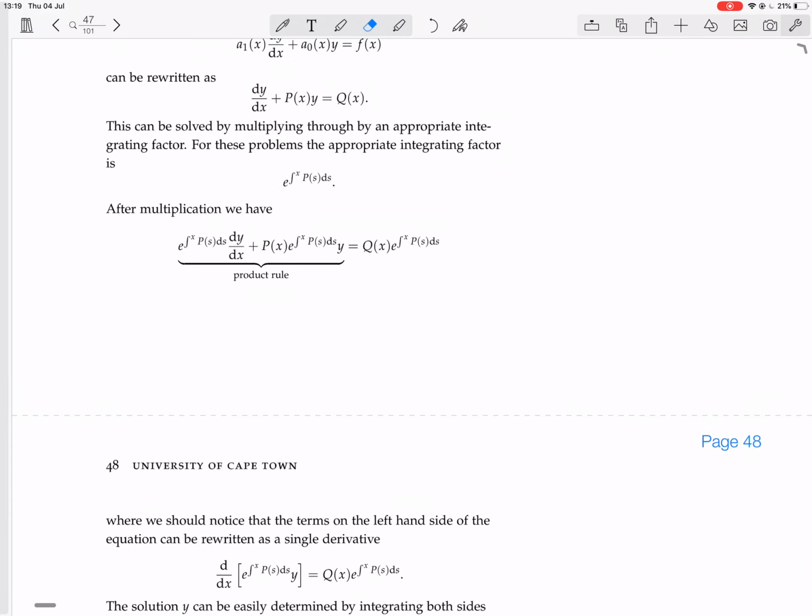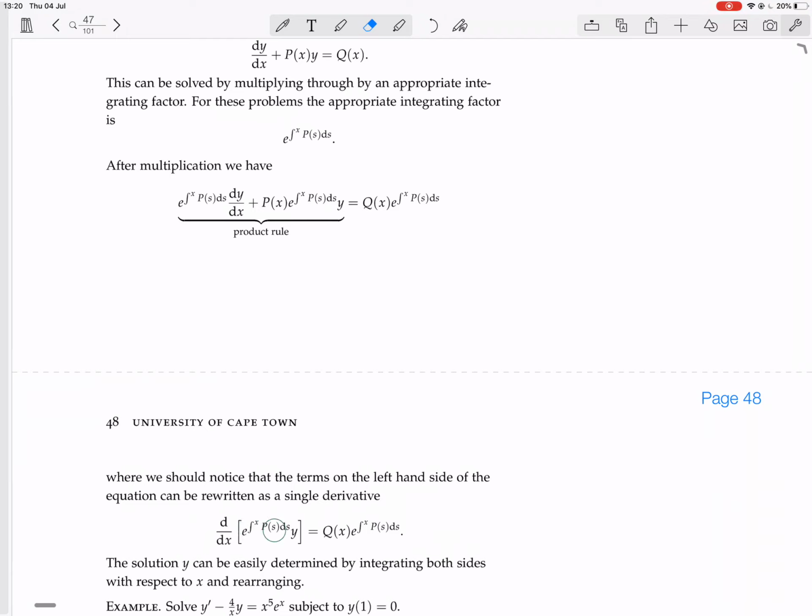The reason you do this is because when you multiply through by that, you get this. So multiplying by e to the blah, blah, blah, plus now p of x times y e to the blah, blah, blah. And on the right-hand side, you have q of x times e to the blah, blah, blah. Now this thing is actually the result of applying the product rule to this.